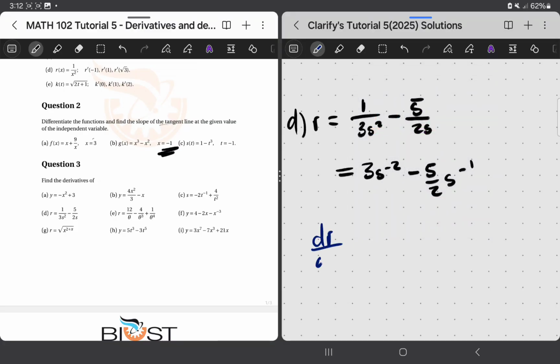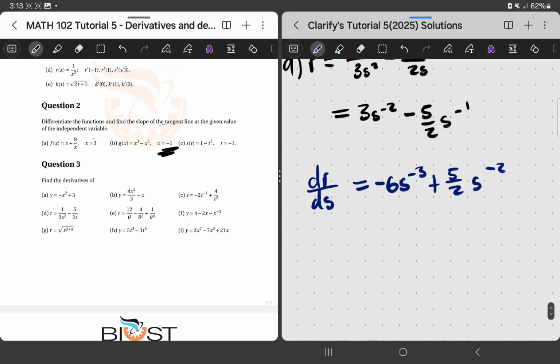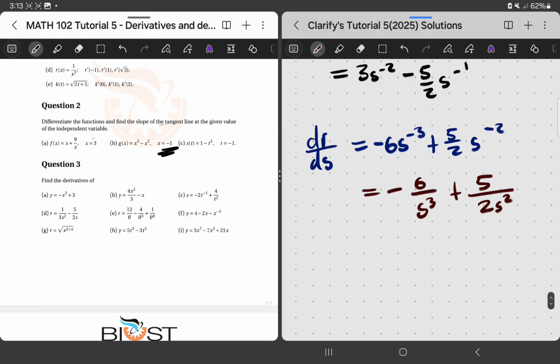We can find our dr ds, the derivative of r with respect to s. This is just going to be negative 2 times one third, which becomes negative 2 thirds s to the negative 3. Then we say minus 1 times this becomes plus 5 over 2, s to the, you reduce the power by 1, s to the negative 2. Then now we are going to simplify. What does this become? Negative of 2 over 3s cubed, because this s will go to the denominator, it becomes s cubed. Then plus 5 over 2s squared. And this is going to be the final solution, and we'll be done with it from A to D.